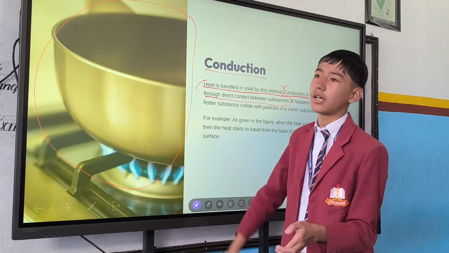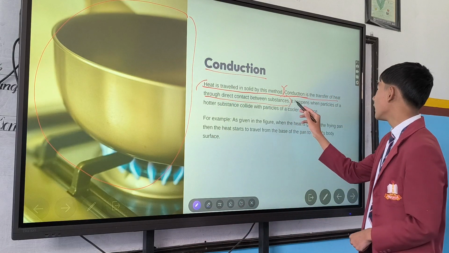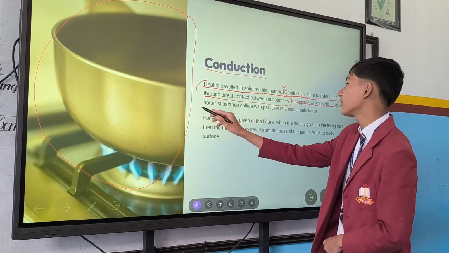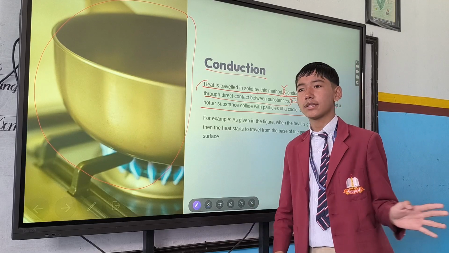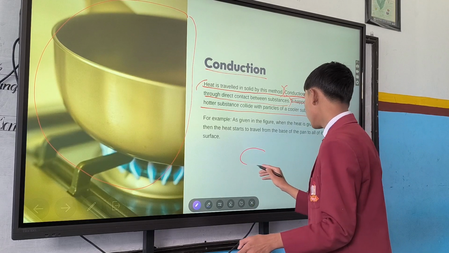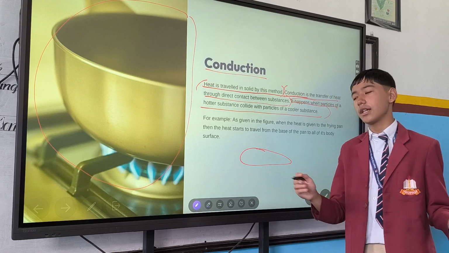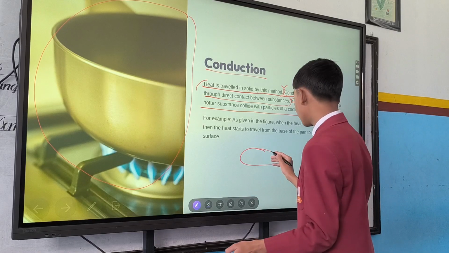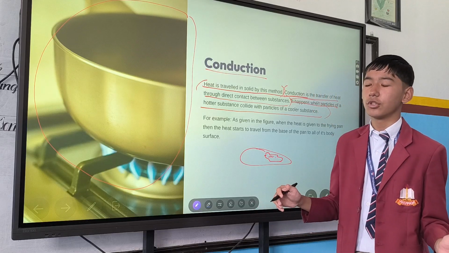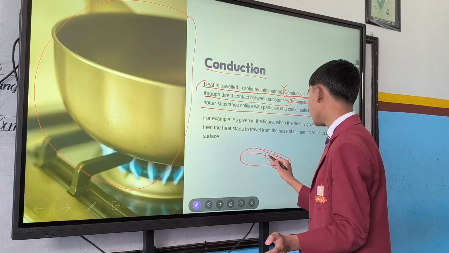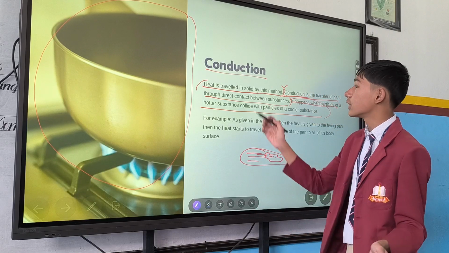I'm going to tell about these two. It happens when particles of a hotter substance collide with particles of a cooler substance. As an example, it's an object here, and the cooler molecules are here. When the warmer molecules collide with the cooler molecules, then conduction is seen.